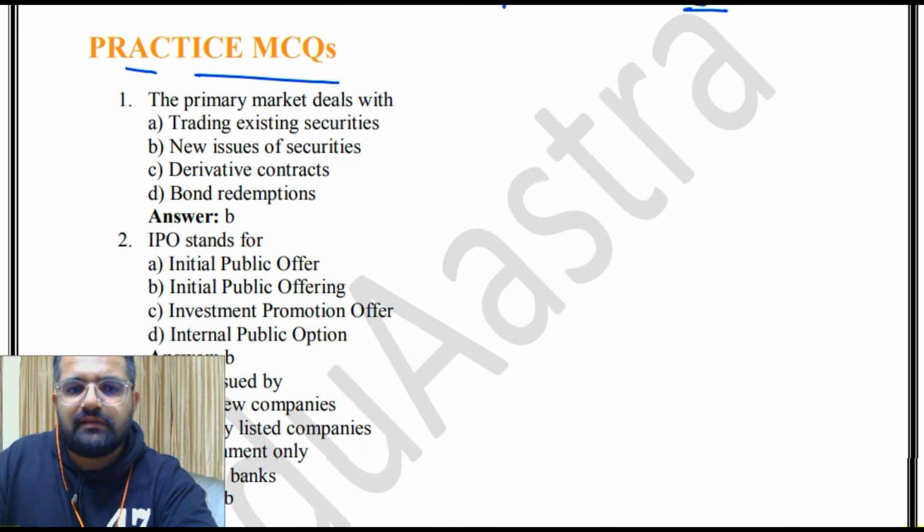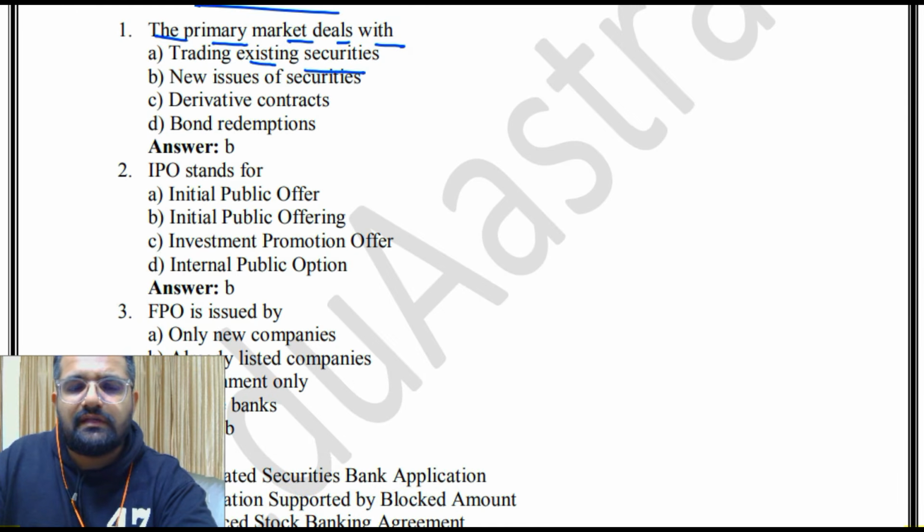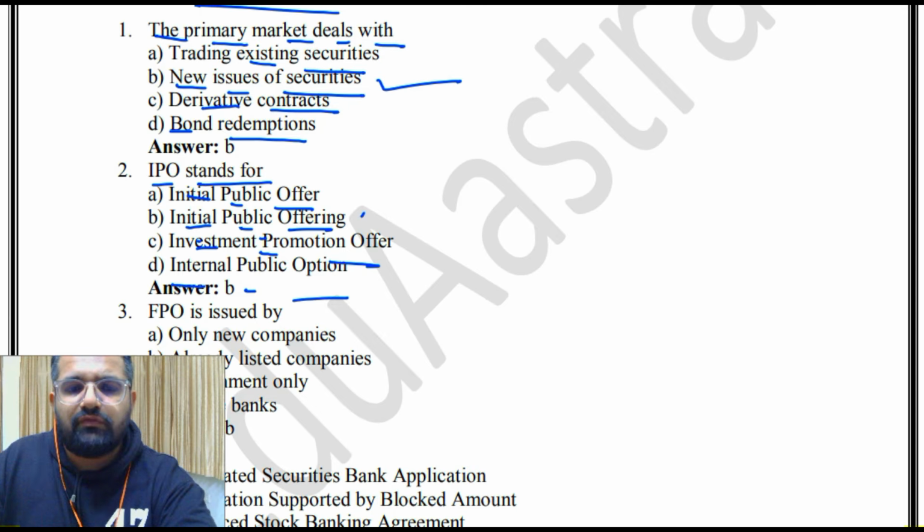Now some of the practice MCQs which are very very important. The primary market deals with trading existing securities, new issues of securities, derivative contracts or bond redemption. So the answer is new issues of securities. IPO stands for initial public offer, initial public offering, investment promotion offer, internal public option. So initial public offering, which we talked about, Lenskart and Boat.